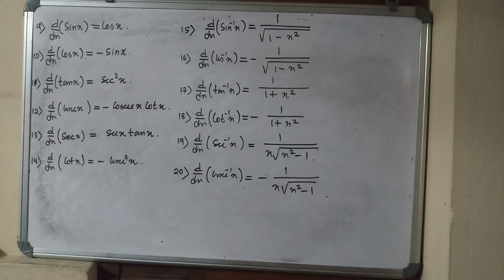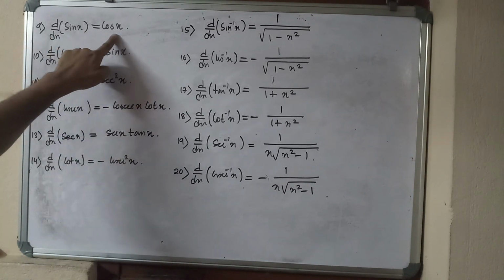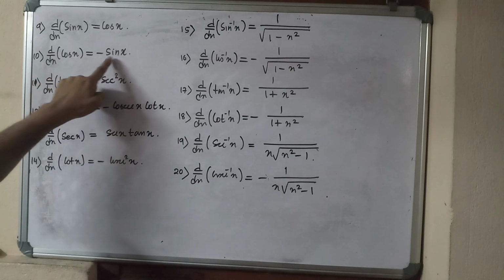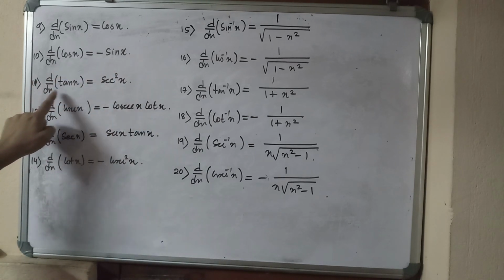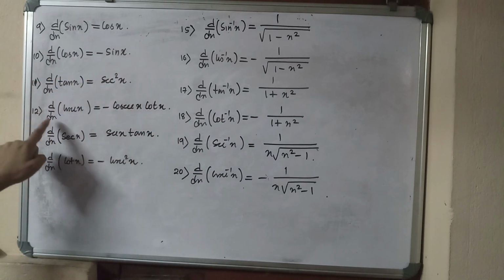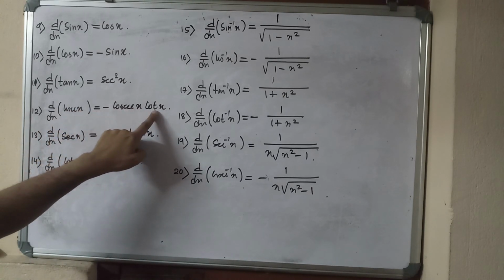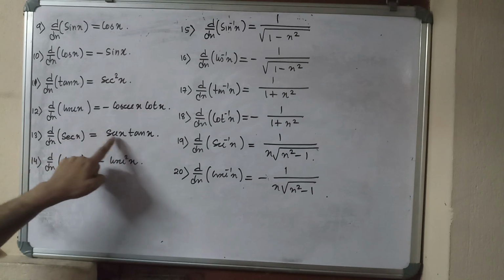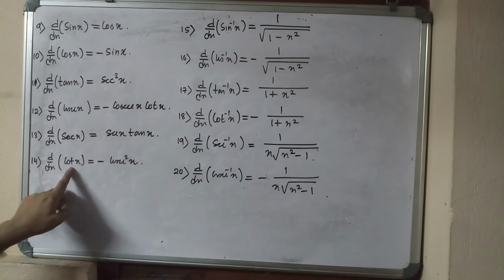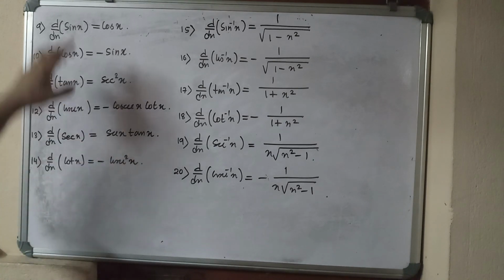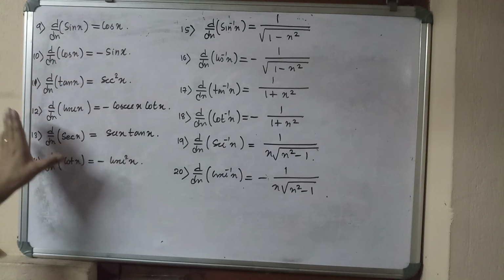Now say derivative of sin x is cos x, dy dx of cos x is minus sin x, dy dx of tan x is sec square x, dy dx of cosec x is equal to minus cosec x cot x, dy dx of sec x is sec x tan x, dy dx of cot x is minus cosec square x. These are the trigonometrical ratio formulas of derivatives.